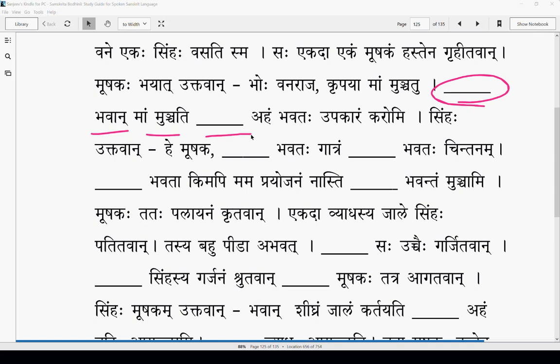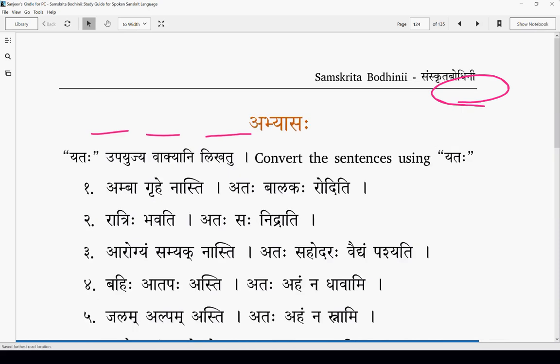bhavataha upakaram karomi. Yeah, they look similar. Karomi. So in this sentence, what do you want to put now? What is the meaning of this sentence? Dash dash bhavan ma munchati. Dash dash. Aham bhavataha upakaram karomi. So upakara is a favor. So bhavan ma munchati means, what happened?